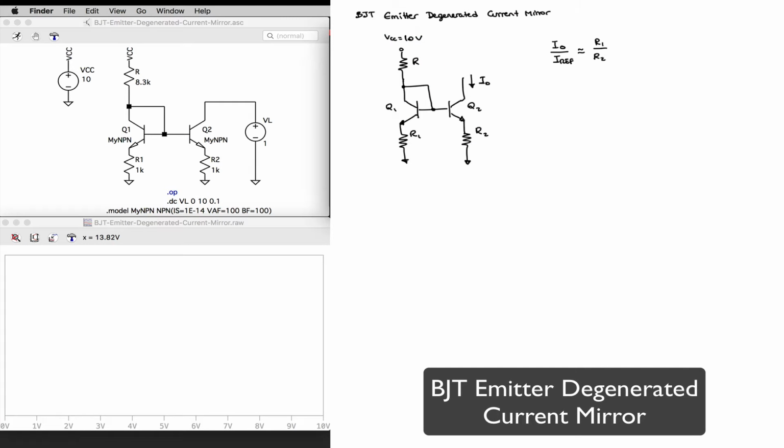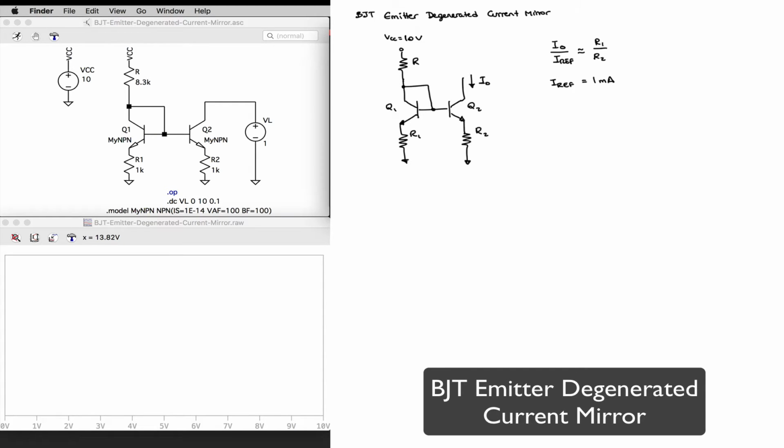Hello. We're going to take a look now at the simulation for the emitter-degenerated current mirror. And so we have taken our basic current mirror and we have added resistors R1 and R2 in series with the emitters of Q1 and Q2. We had studied that the relationship between I out and I ref will then be proportional to the ratio of R1 to R2. Let's imagine that we want to run our current mirror from the same supply as before, 10 volts, and for the sake of example, let's assume that we want our output current or reference current to be equal to 1 milliamp.